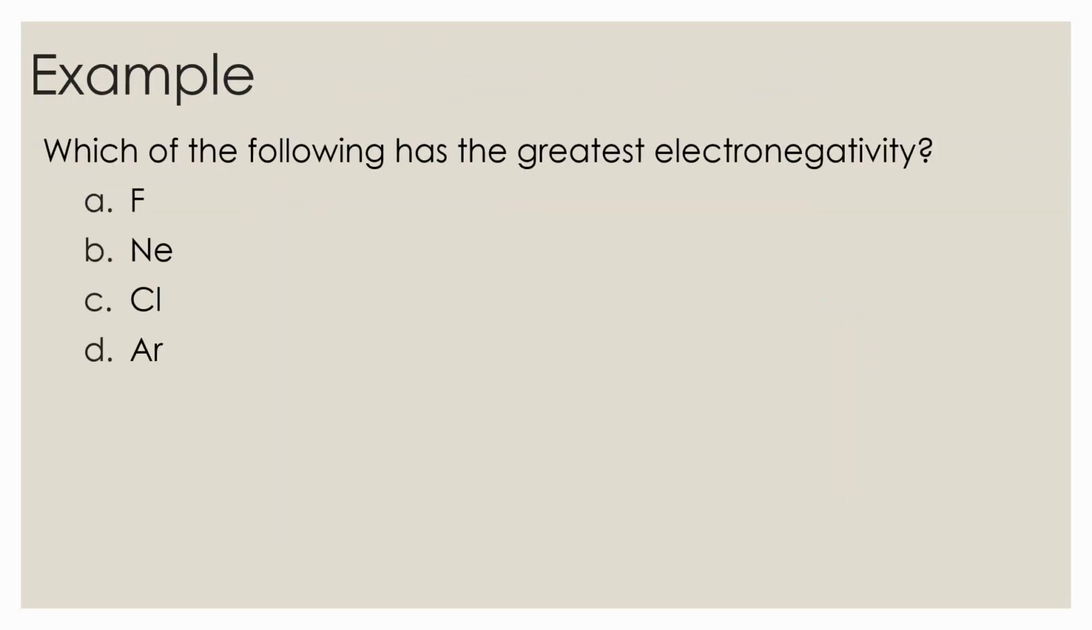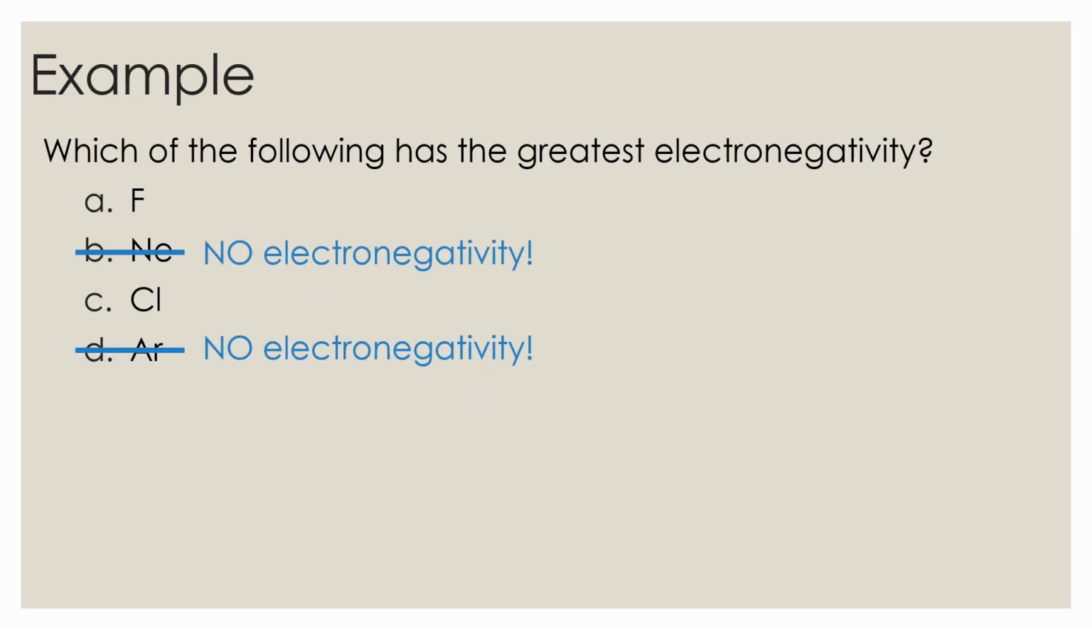Which of the following has the greatest electronegativity? And our options are fluorine, neon, chlorine, and argon. Now, before we even look at the other elements, we can rule a couple of these out because neon and argon are noble gases. They're in group 8. They have a full valence level. They have no electronegativity. You might be really tempted to put neon as your answer to this question, but neon does not have any electronegativity.